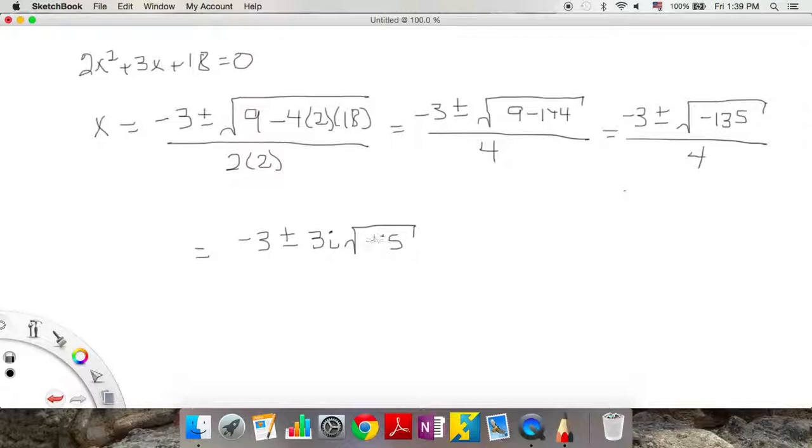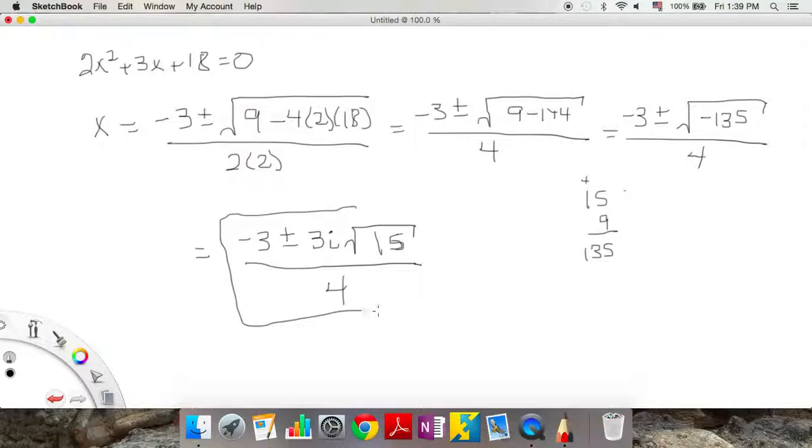15 maybe. 9 times 15. Yep, that sounds right. Yep, 135. So 9 times 15. So pull that out over 4. And notice that you have both complex conjugates, the plus one and the minus one.